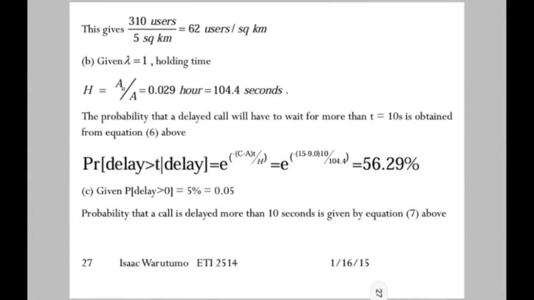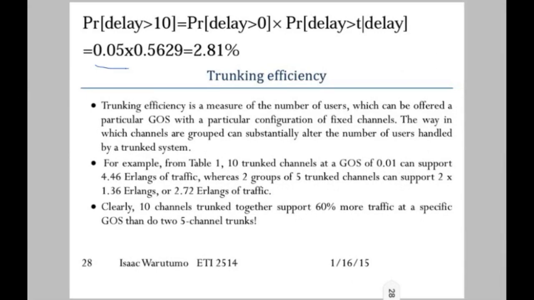That is what we get here. You say 0.05 multiplied by what we have found earlier, and you get that generally a call that is delayed takes more than 10 seconds with a probability of 2.8%. That's a very significant example.